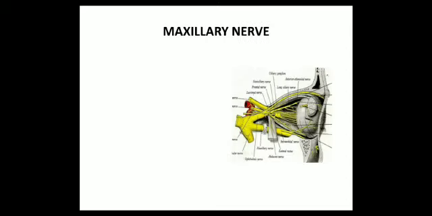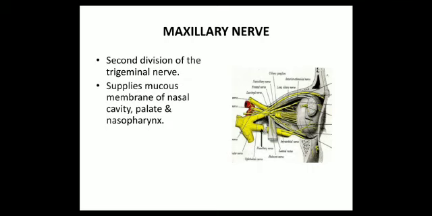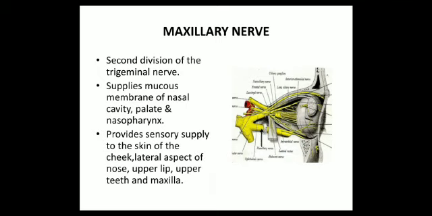In this session we will discuss the maxillary nerve. The mandibular nerve is already discussed in the temporal and infratemporal region. So, now we will learn about the maxillary nerve. It is the second division of the trigeminal nerve. It is purely sensory and it supplies the mucous membrane of the nasal cavity, palate and nasopharynx. It provides the sensory supply to the skin of the cheek, lateral aspect of the nose, upper lip, upper teeth and maxilla.